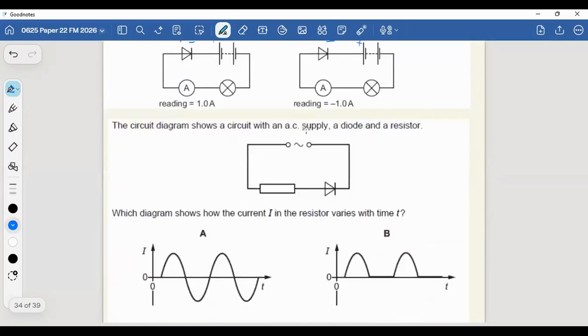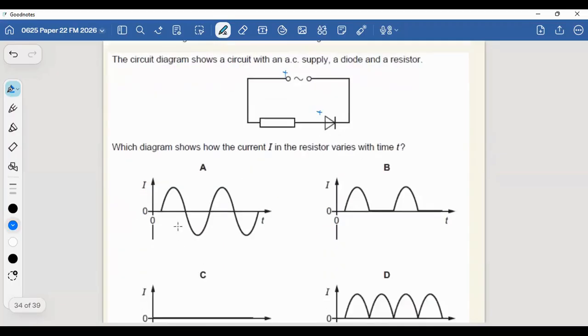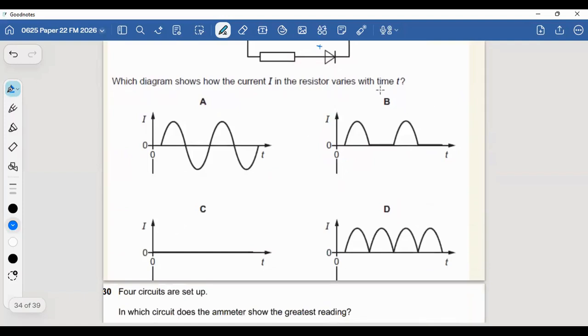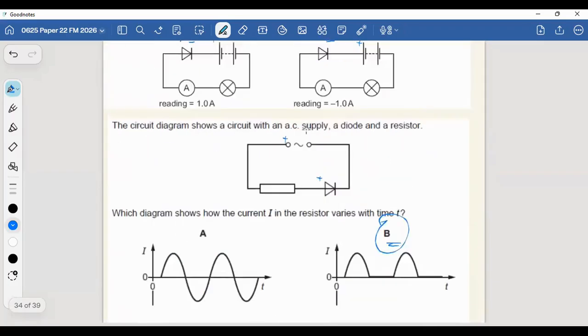Next question: the circuit diagram shows a circuit with an AC supply, a diode, and a resistor. Which diagram shows how the current I in the resistor varies with time? It is allowing the positive half to flow through it and blocking the negative half. So see where the negative half is being blocked, and that is option B. That's a pretty easy one that also deals with the basic understanding of the diode topic.